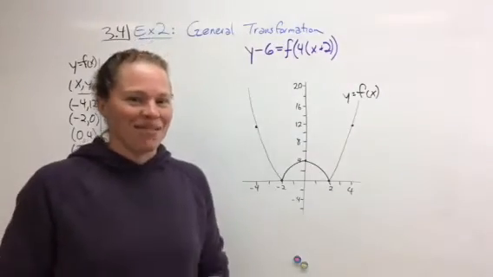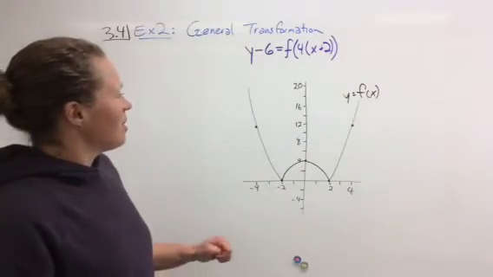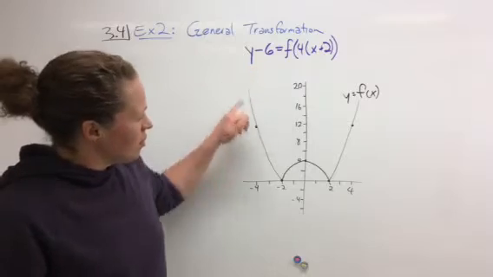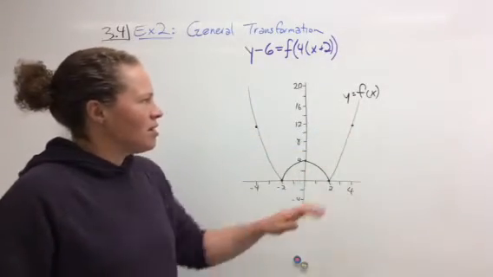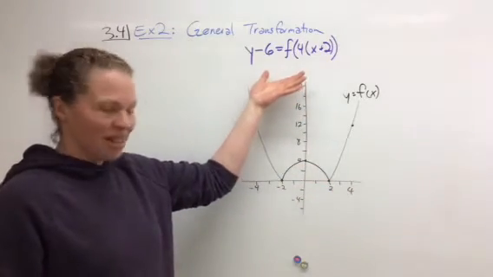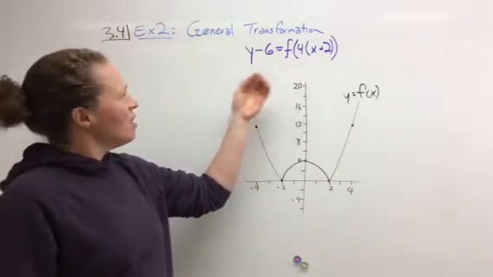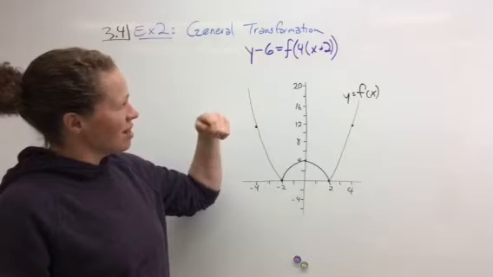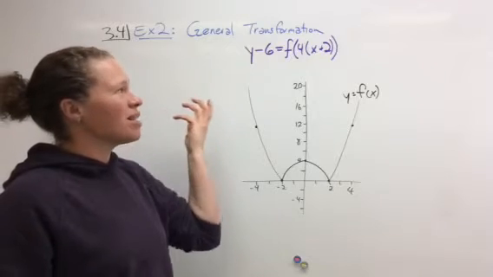So now it's starting to get fun. Now they've given us a normal graph, and they want us to use y equals f of x, and then make it into y minus 6 equals f of 4 times x plus 2.